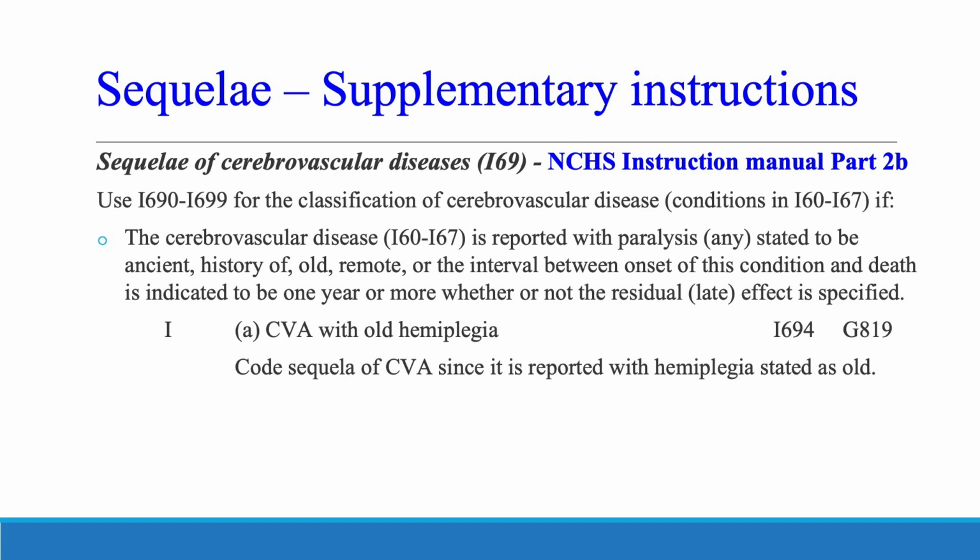The example included on the slide has, in part 1 on line A, CVA with old hemiplegia. The cerebrovascular disease, CVA, has been reported with paralysis stated to be old. Therefore, we're going to use the sequela of CVA code on line A, first position. We're going to code sequela of CVA because it's reported with hemiplegia stated as old.